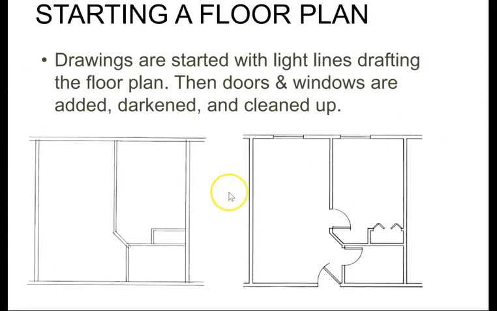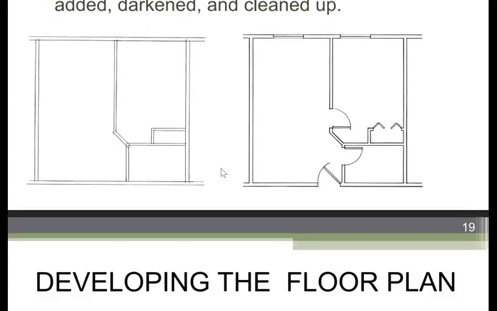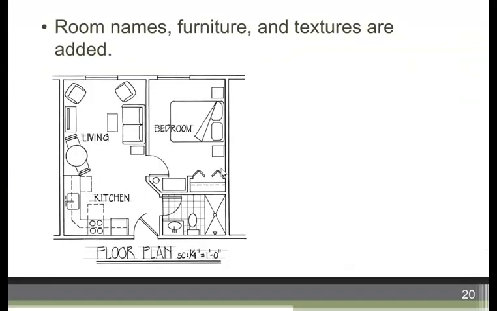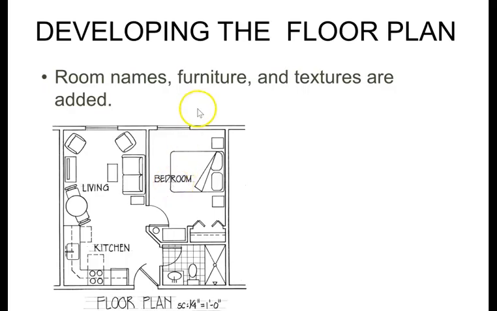When starting the floor plan in a hand drafting environment, drawings are started with light lines. So you try and get the overall shape, and you've done that now with a couple of types. Then the doors and windows are added, darkened, or cleaned up. And as you develop the floor plan, room names, furniture, and textures are all added. So here's almost a complete plan that has all the parts to it.